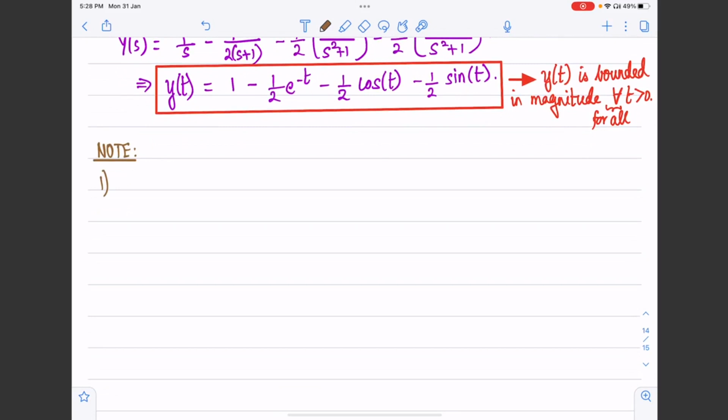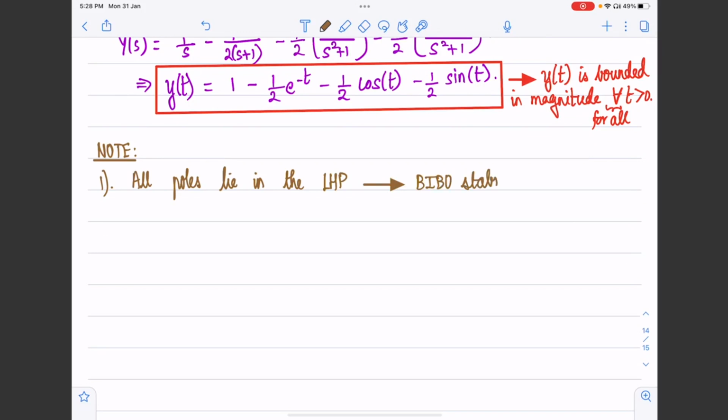So if we note the following points: all poles lie in the left half plane. If we have scenarios where all the poles lie in the left half plane, this implies BIBO stability.